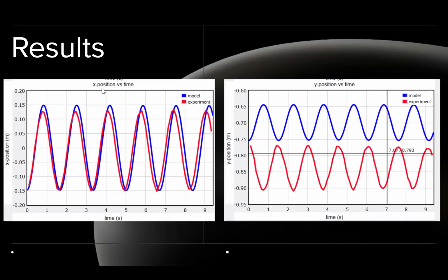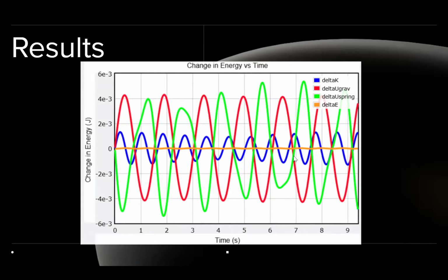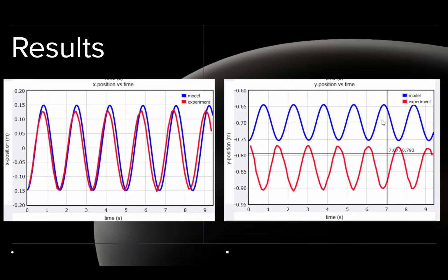This is the X position versus time. As you can see, we have a model versus experiment, and those were really aligned. So that worked out really well. And then Y position, on the other hand, they were kind of like inverses of one another. So as our experiment went down and up and down and up and down and up, our model went up and then down. So that didn't go as well. I don't know how that happened, but it just did.